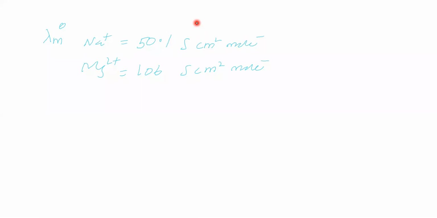Why is it so? Mg2 plus has charge 2 plus, Na plus has charge plus 1. So the charge of Mg2 plus is more when compared to Na plus, so the current carrying ability of Mg2 plus is high. Therefore only lambda m naught is varying. The charge is different, so lambda m naught is different. If charge increases, lambda m naught also increases. Up to this, we discussed molar conductivity.